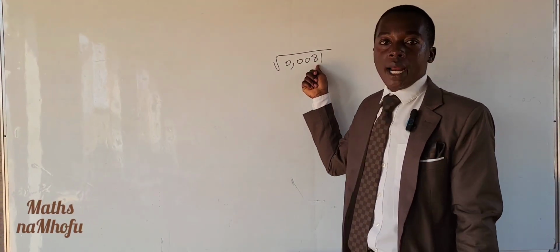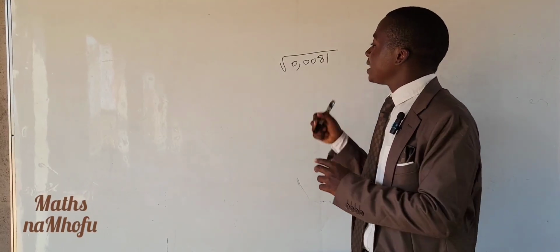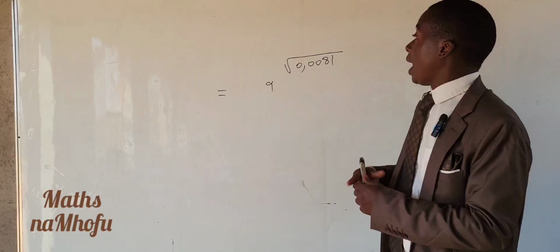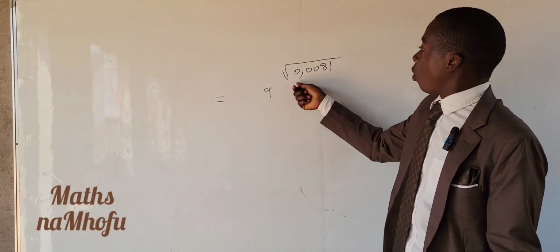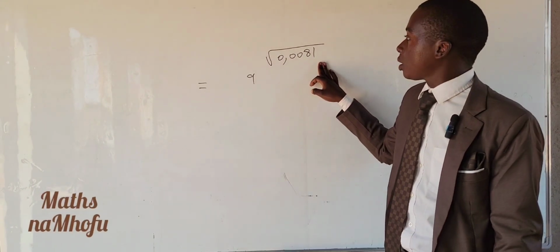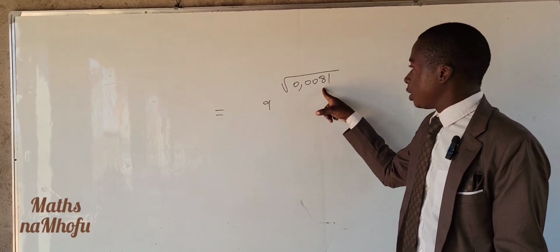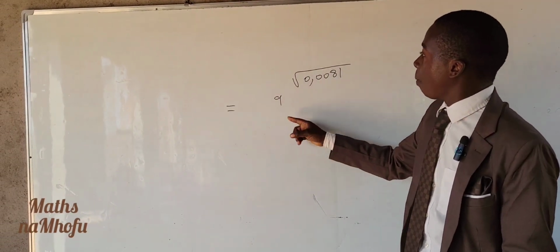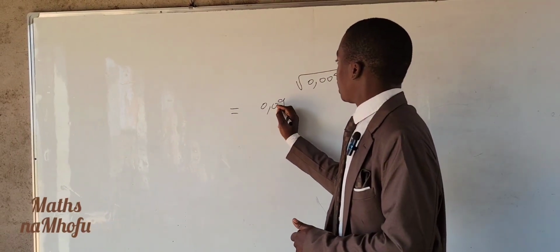Remember, square root of 81, that's 9. If the square root of 81 is 9, you now know that my answer is what? 9. But remember, I have 0,0081. On a square root, if you have any certain number that you have after the comma, just divide that by 2. We have 4 numbers divided by 2, you remain with 2. It means we need to have 2 numbers after the comma on the square root of this one. So that will be 0,09.